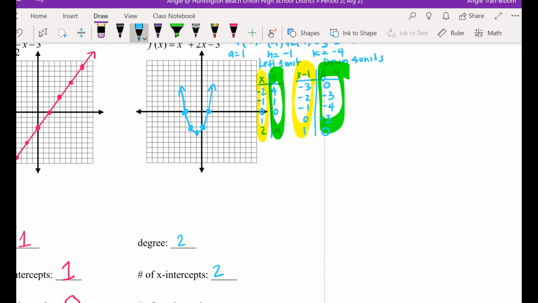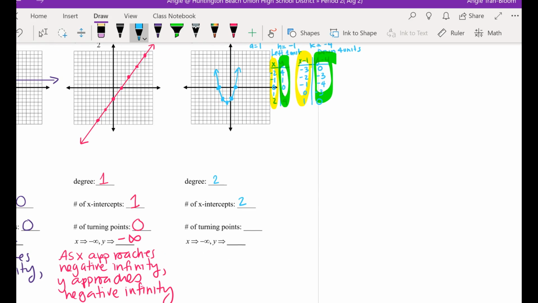How many turning points do you see? 1. And let me connect that dot for you. If your degree is 2, the number of turning points is at most 1 less. So if your degree is 2, the most turning points you're going to have is 1. What if your degree is 3? What's the max number of turning points? 2. That's right. So that's how we know.